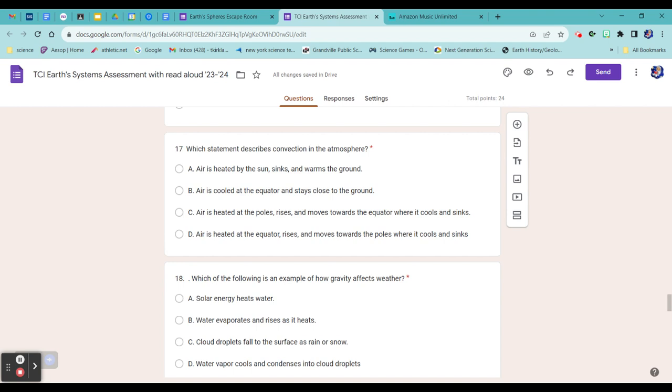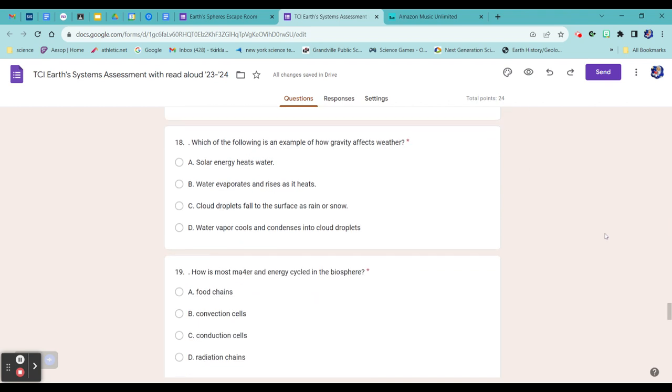18. Which of the following is an example of how gravity affects weather? A, solar energy heats water. B, water evaporates and rises as it heats. C, cloud droplets fall to the surface as rain or snow. D, water vapor cools and condenses into cloud droplets.